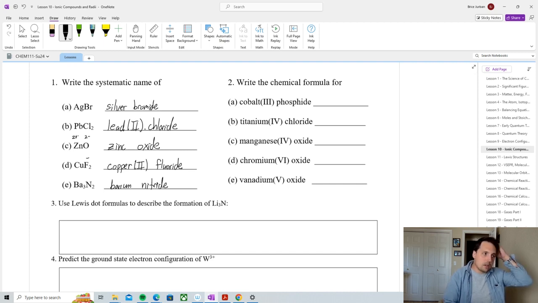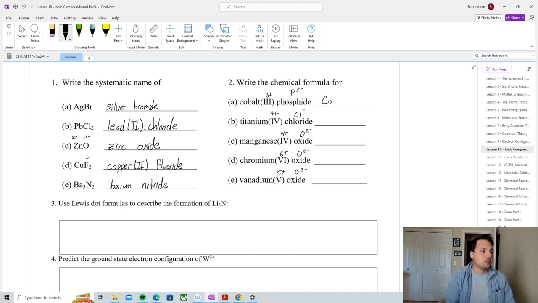Okay. If we write the chemical formulas for some of these, we need to know that phosphorus forms a 3 minus anion. Let's do the rest of these. Chloride is -1, oxygen's 2 minus. And then all of these tell us what the charge is. So this is 3 plus, 4 plus, 4 plus, 6 plus, and 5 plus.